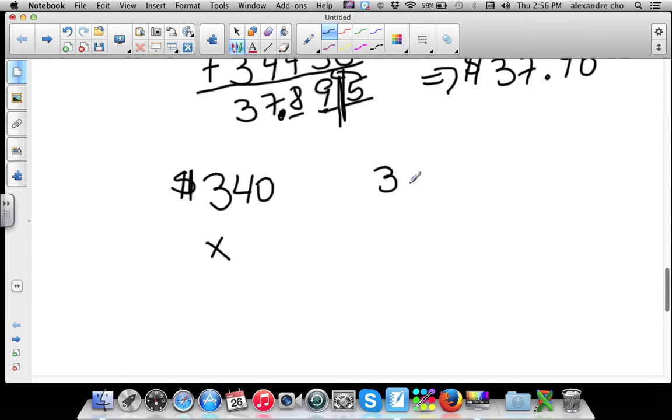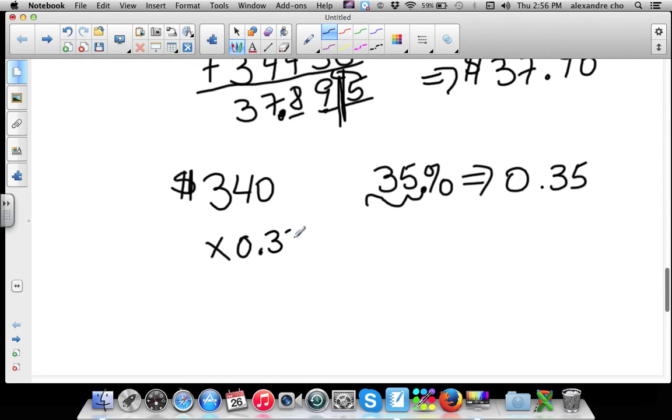Now, remember that you have to change your percent to a decimal. How do you change a percent to a decimal? Get rid of the percent sign, and you move the decimal 2 places to the left. So your decimal is here right now. You move it once, twice, and that is going to become 0.35. So 340, which is the price of the TV, and you're going to multiply by 35%.